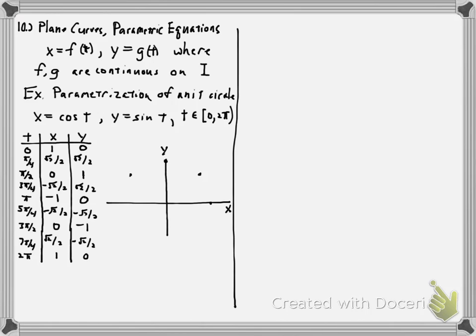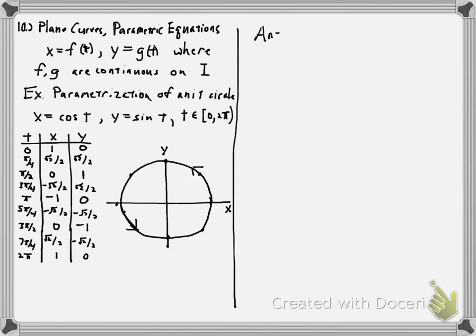If I fill in all these points, hopefully you see that I'm basically filling in the points on a circle. If I now insert a curve connecting these points, this is the planar curve that has been parametrized. There is an orientation on these planar curves that are in the form of parametric equations. And you can see that this is the unit circle. So now, you've seen two different parametrizations of the unit circle. There are certainly infinitely many parametrizations.